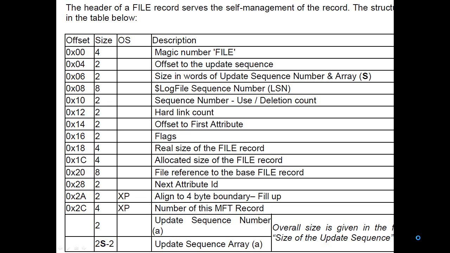The next word aligns records to a 4-byte boundary. This is actually just a filler. The next D word is the number of this MFT record. And finally, we have the whole update sequence series.